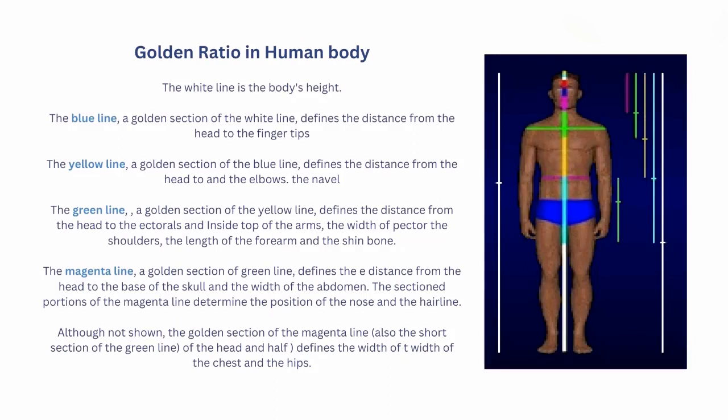The green line, a golden section of the yellow line, defines the distance from the head to the pectorals and inside top of the arms. The section portions of the magenta line determine the position of the nose and the hairline. Although not shown, the golden section of the magenta line, also the short section of the green line, of the head in half, defines the width of the chest and the hips.